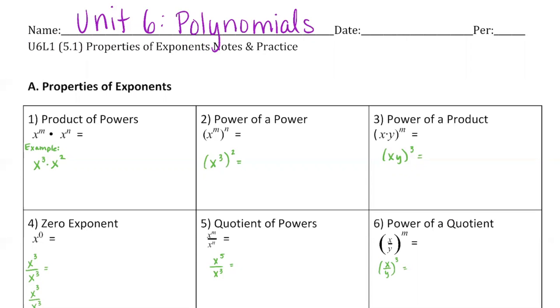I'm going to try to go through these properties quickly here and then let you work on the examples. The next video goes over the examples and also scientific notation.